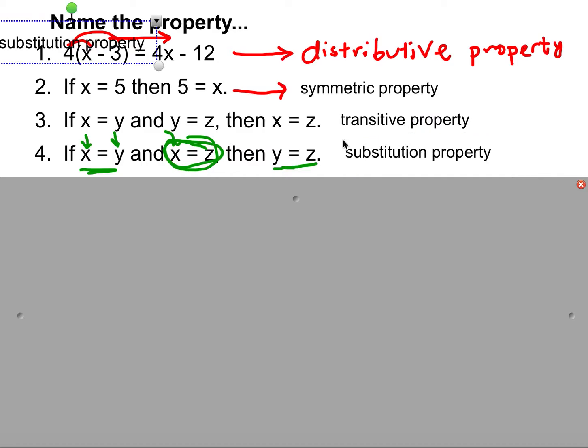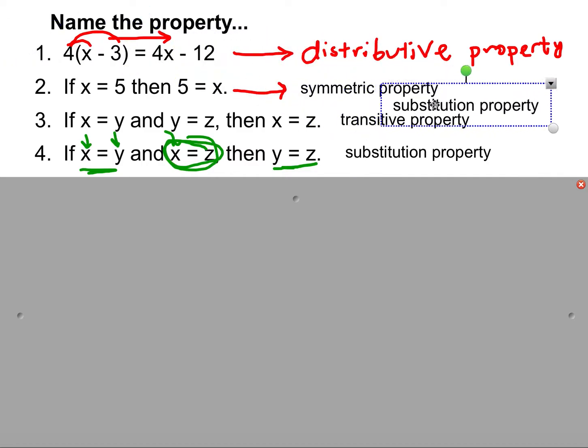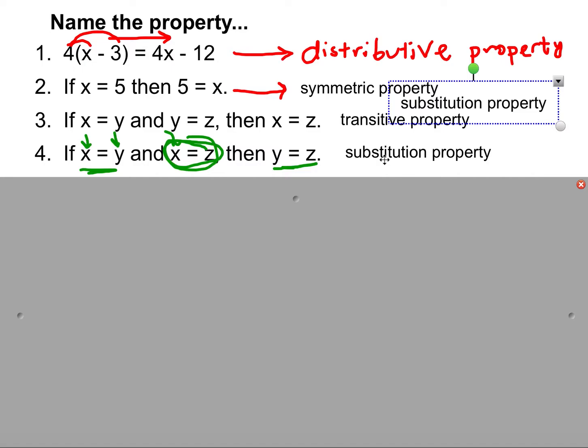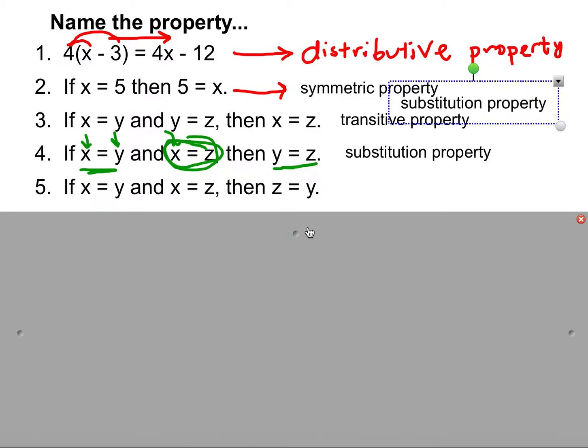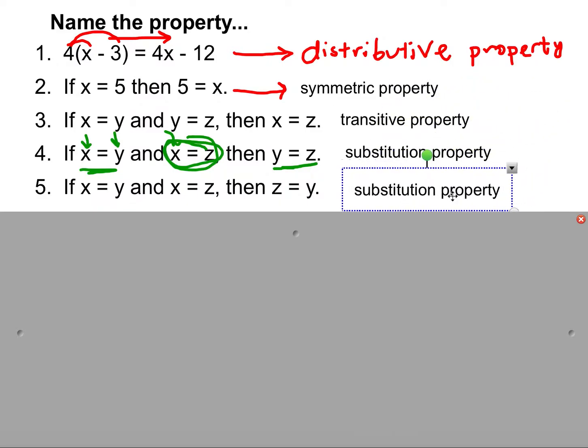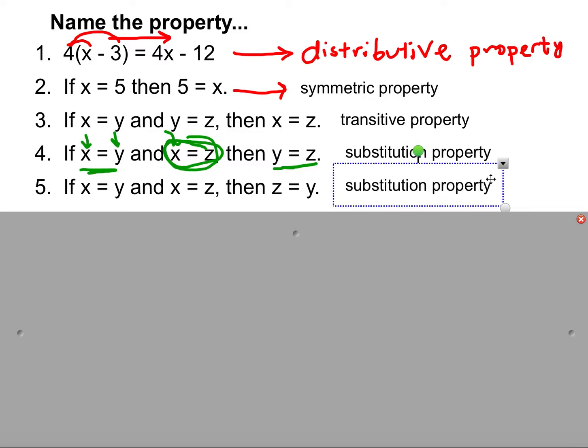And to be honest, it doesn't really matter that you know the difference between substitution and the transitive property. So if you put the transitive property, you would not be counted incorrectly. But technically, number 3 is the transitive property, and this one is a little bit different. It is substitution. Let's keep moving on. Now, if x equals y and x equals z, then z equals y. That, once again, is the substitution property.